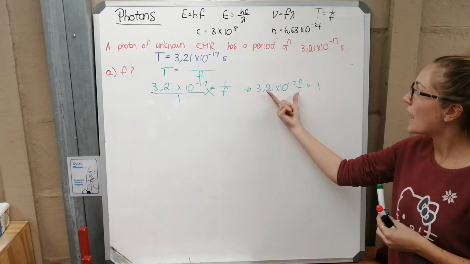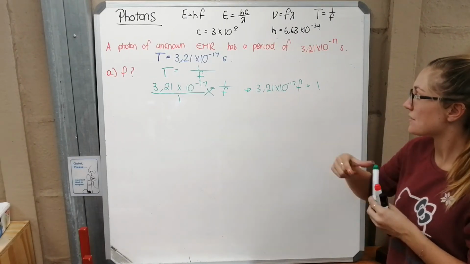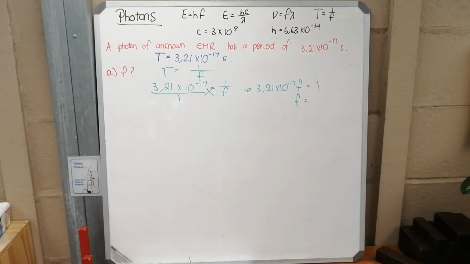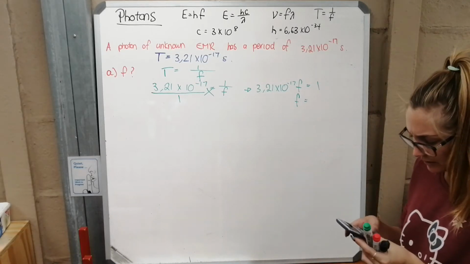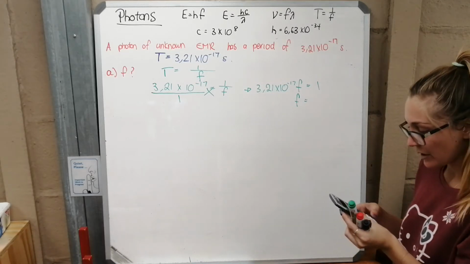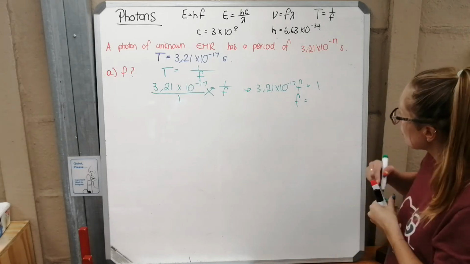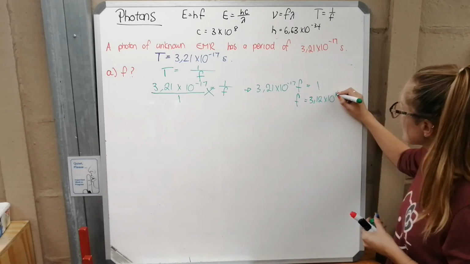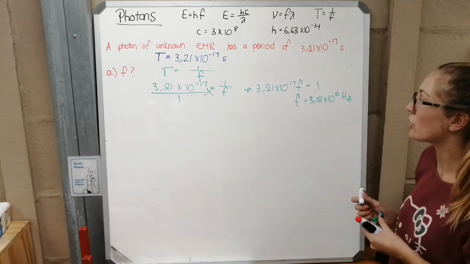Okay, and then we'll divide both sides by the coefficient of f to get f alone. So we're going 1 divided by 3.21 times 10 to the negative 17, which is 3.12 times 10 to the 16, and remember frequency is in hertz.